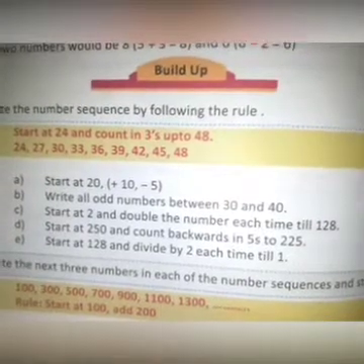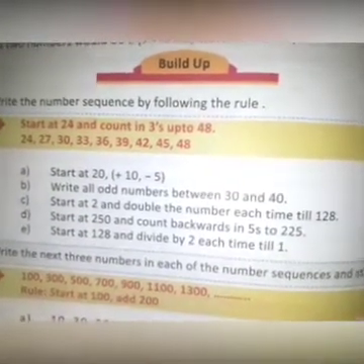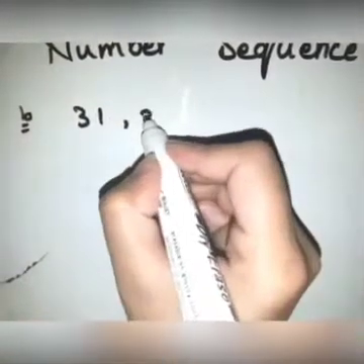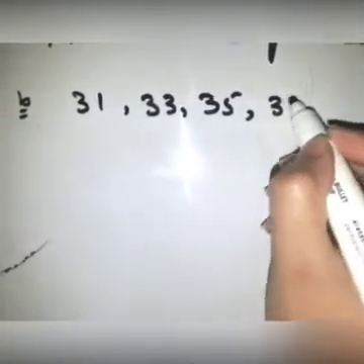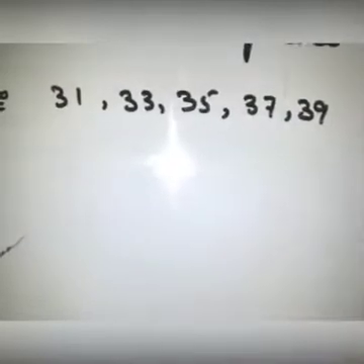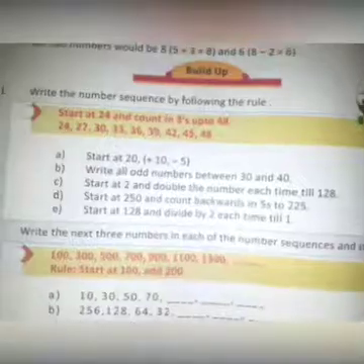Part B, write all the odd numbers between 30 to 40. All the odd numbers are 31, 33, 35, 37 and 39, between 30 to 40. This is the answer of part B. Now look at part C.